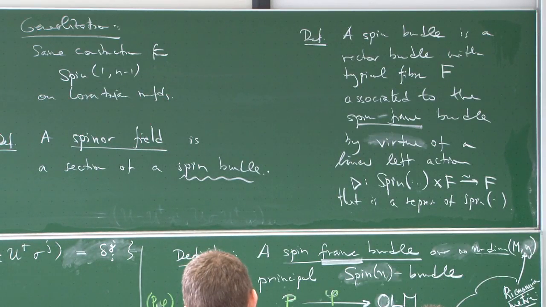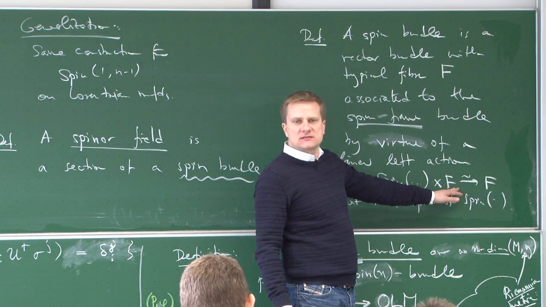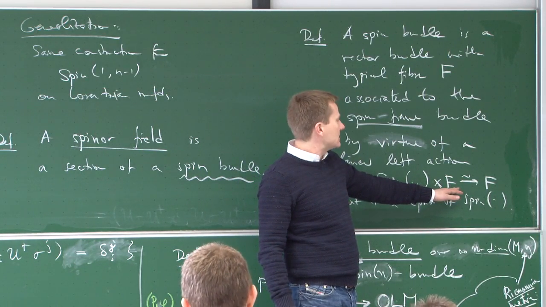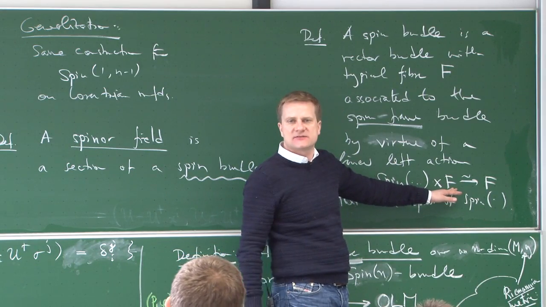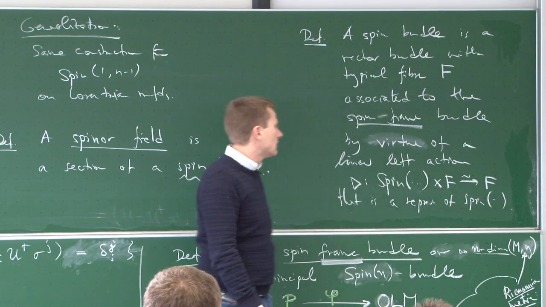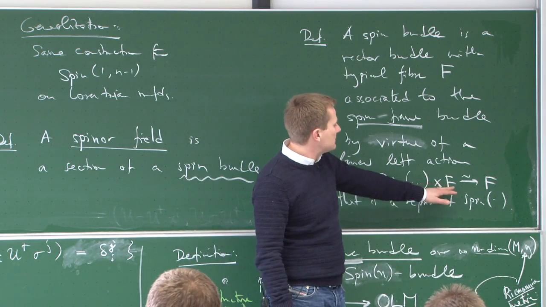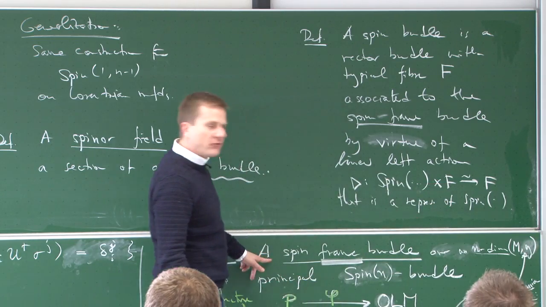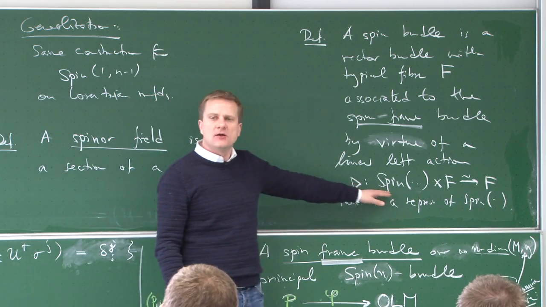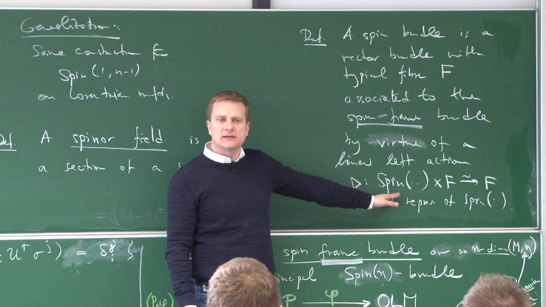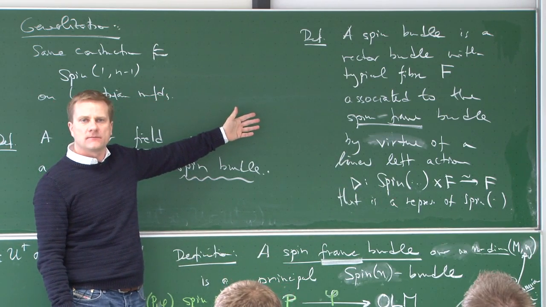So that means these fibers are the values in which our spinor field takes its values. And we want to understand this as the associated bundle to the spin frame bundle. So we need the spin frame bundle in order to say what the associated spin bundle is. And the spinor field is just a section in the spin bundle.